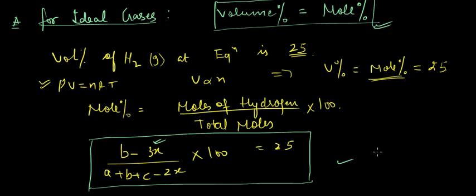So with this we come to the end of this lecture. In the next lecture we will be taking on degree of dissociation. Okay, so this is the second method of the calculation of Kp and Kc at equilibrium for certain reversible reactions. So till then, good luck and goodbye.